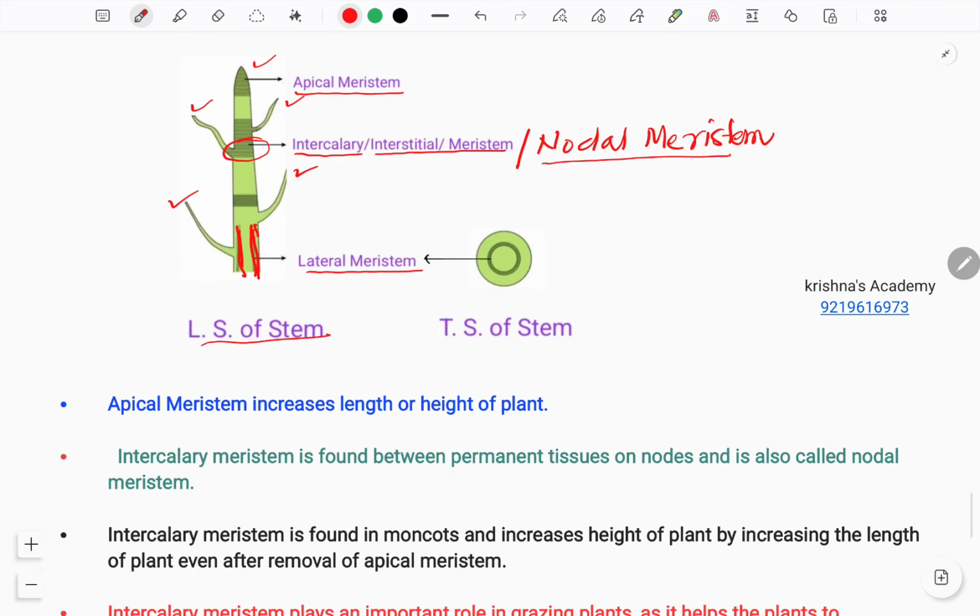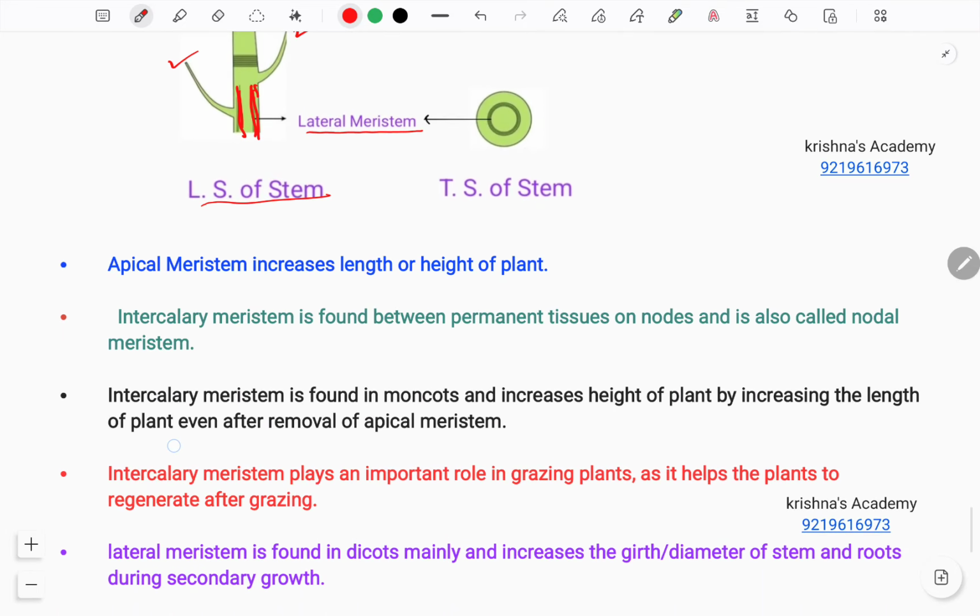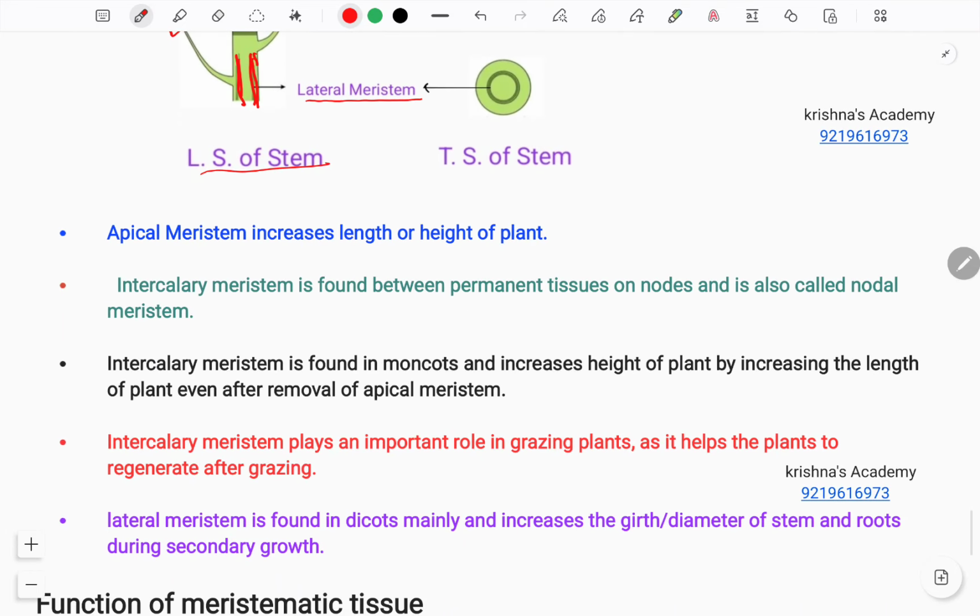Now next, one by one. Apical meristem increases the length or the height of the plant. Height, in plants that grow vertically, and length generally in those plants that run horizontally, or the lateral branches of the root and the stem also. If we remove the apical meristem or the apices of the stem, the branch will not grow, the growth will stop.